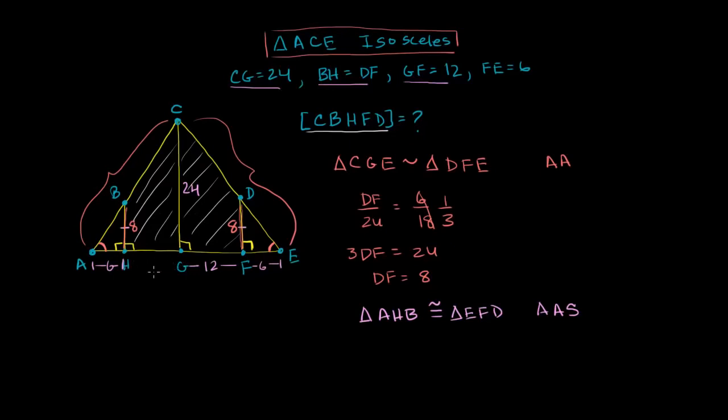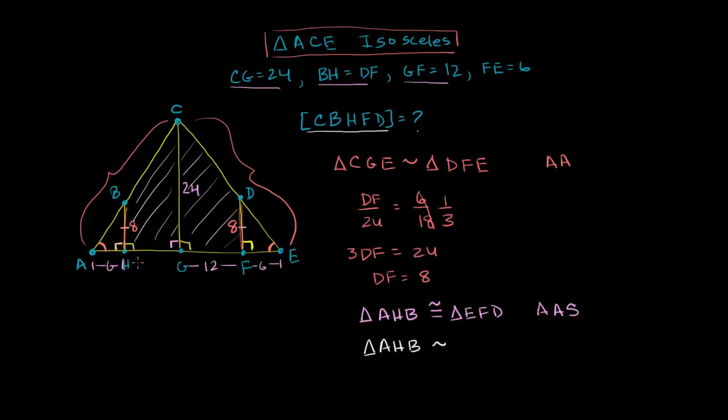Well, now we can use a similarity argument again, because we can see that triangle ABH is actually similar to triangle ACG. They both have this angle here, and then they both have a right angle. ABH has a right angle there, ACG has a right angle right over there. So two corresponding angles are equal to each other. You're now dealing with similar triangles. So we know that triangle AHB is similar to triangle AGC.